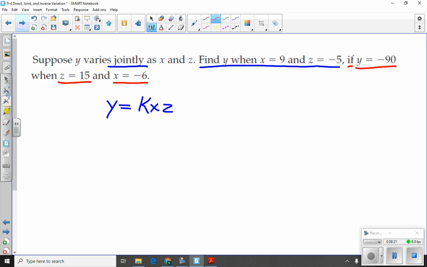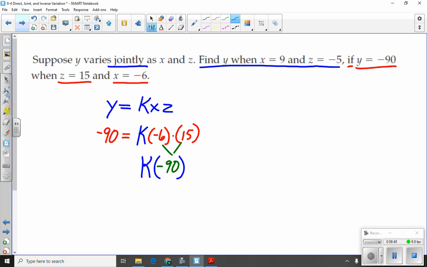Now I have a complete set, so I can solve for the k with that. So -90 for y equals k, I'm not sure yet, but x is -6, and z is 15. Now, to make it easier, I can multiply these together. I know that -6 times 15 makes -90. So -90 times k will equal this -90 here. Divide by -90 to get k by itself, and k has to equal 1.